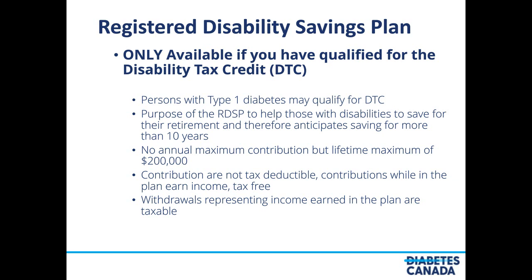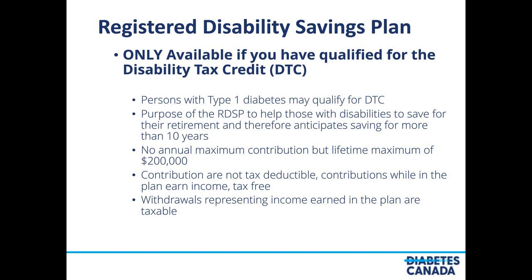So the savings plan was created to, of course, help individuals with disabilities to anticipate the more significant costs that they have. The plan anticipated that people would save money for a minimum of 10 years before they start withdrawing from the plan. The lifetime maximum contributions that you can make are $200,000. Of course, that can be done in any time period from once you've been qualified to set up your RDSP until age 60.